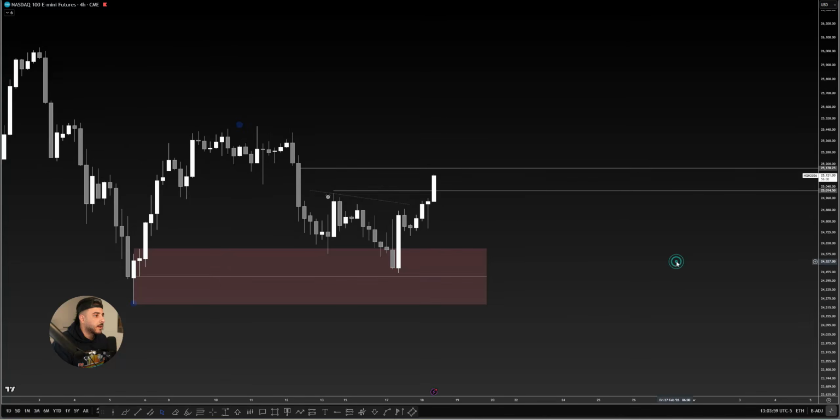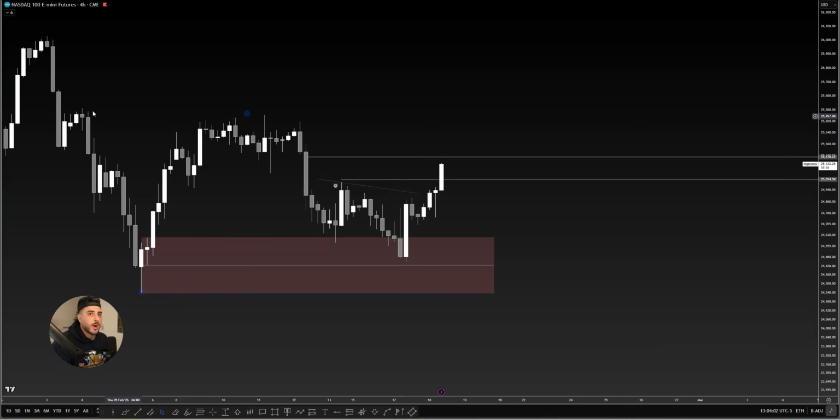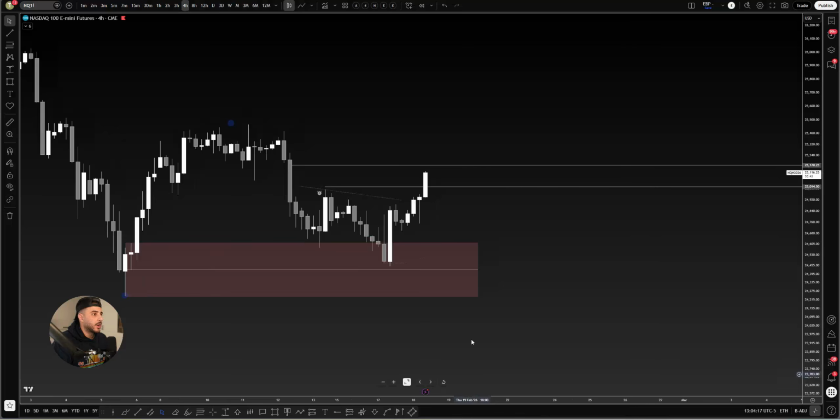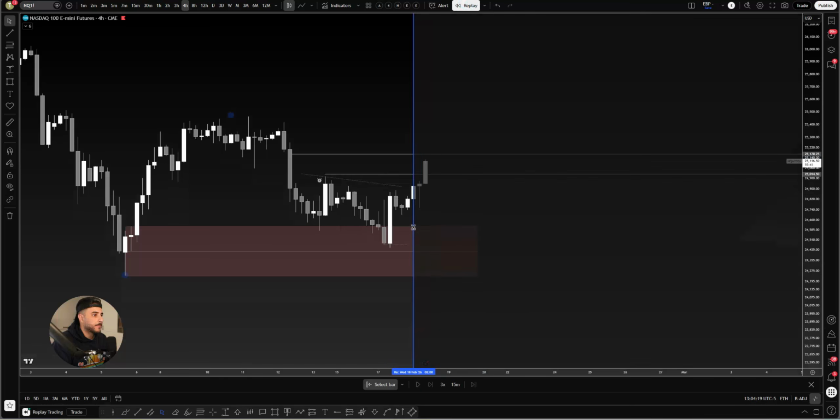On the second attempt, we end up having this 4-hour EBP. Now, if you don't know what an EBP candle is, it's essentially a candle that takes out the prior candle's low in the bullish example, and then we have a close above the opening price. This indicates the market has some level of displacement. Now, if we ignore this in here, let me go to the replay feature.